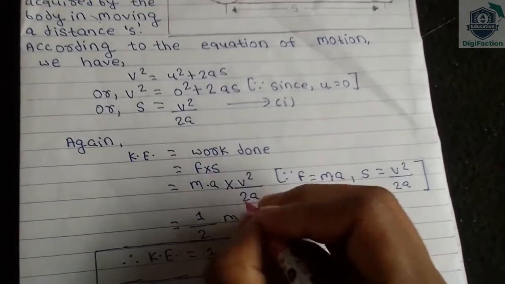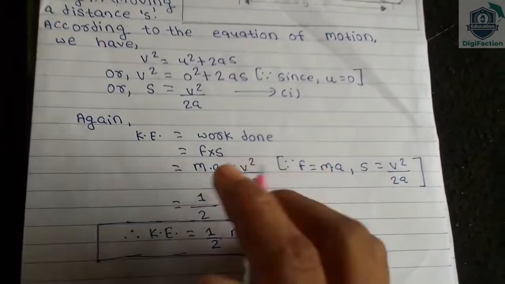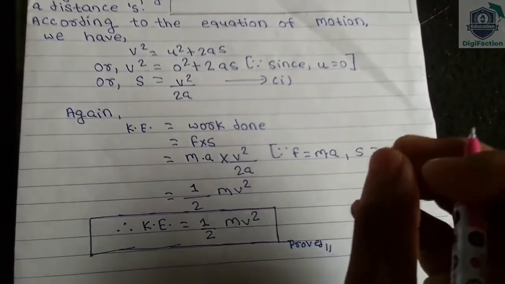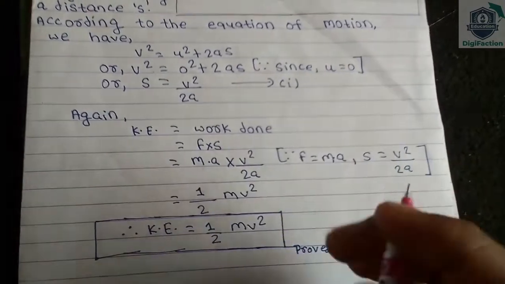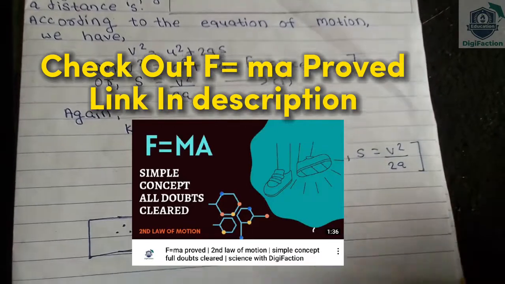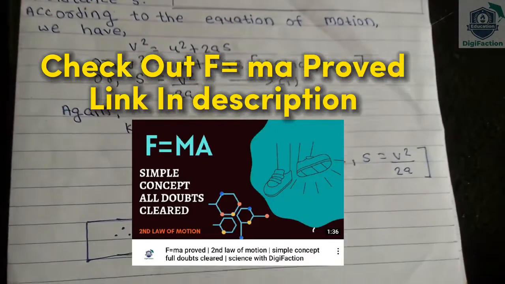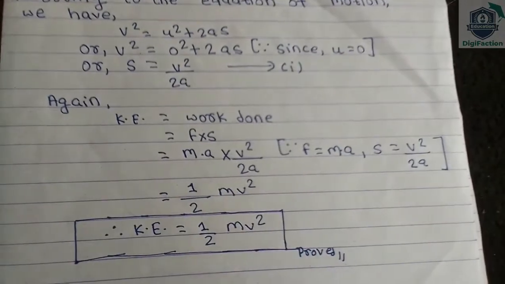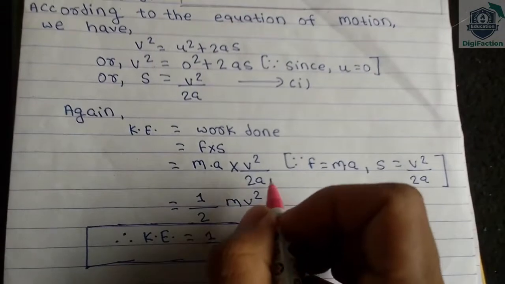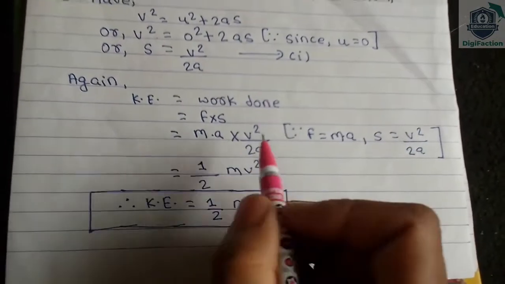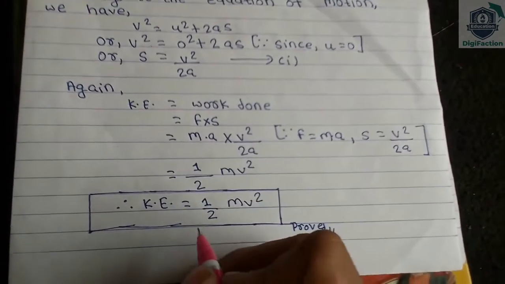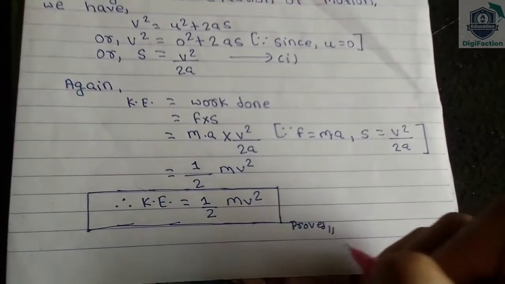Again we know that kinetic energy is equal to work done. Work done is equal to F into s. So guys, F is equal to ma is one of the important derivations in science. I have uploaded my video on F equals ma in this channel. If you did not watch it, then watch it. In that video you can clear all your doubts and concepts. So here s is equal to v square by 2a. In the same way, here is 2a, we can simply write half mv square. So kinetic energy is equal to half mv square, proved.